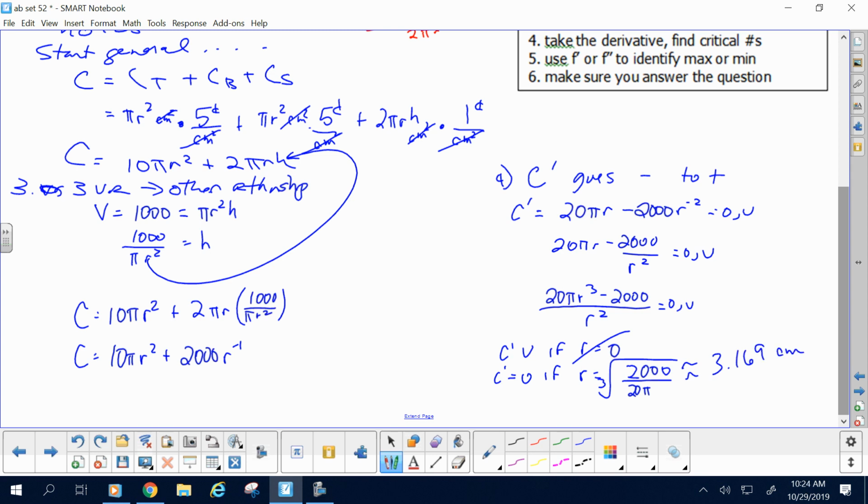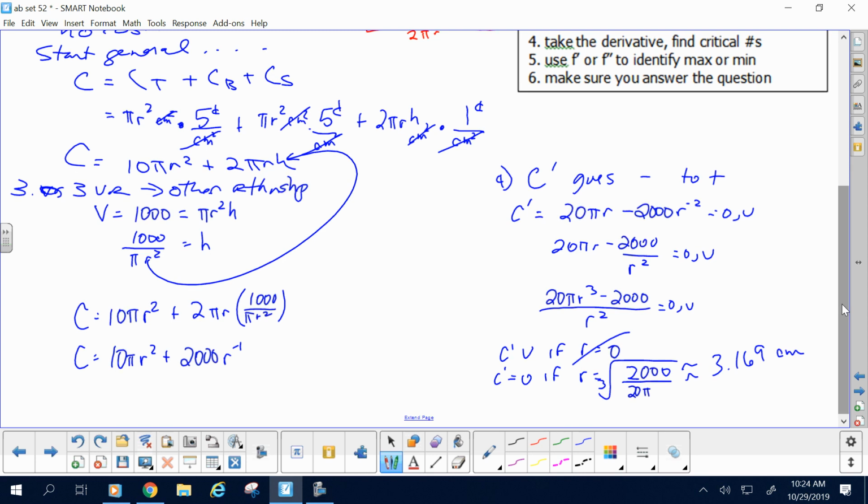That's pretty thin. Okay, this is looking like a Red Bull can. All right. And then, so do we answer the question? Where are we at here? Actually, let's verify, is this a min or a max?